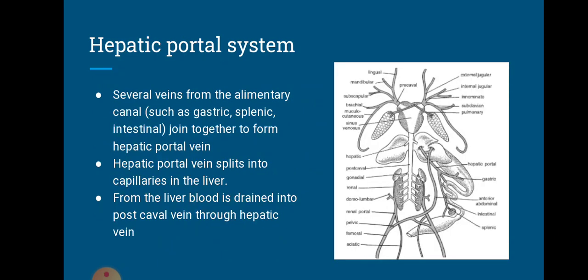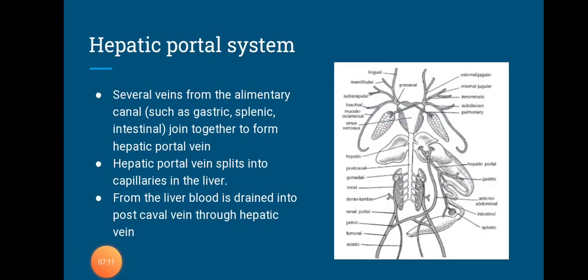Next is the hepatic portal system. This system consists of several veins that arise from the alimentary canal, join together forming the hepatic portal vein, reach the liver and again split up into many capillaries in the liver. Any portal system we take, that is hepatic portal system or renal portal system, all of these start as capillaries. These capillaries join into a major vein and then reach another organ, and they split again into capillaries.